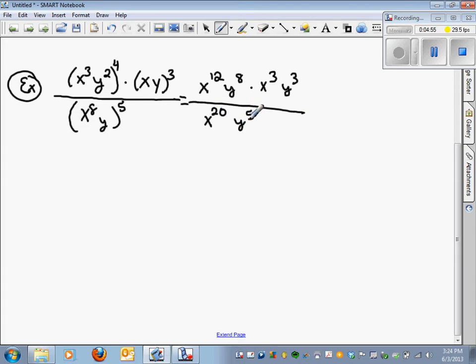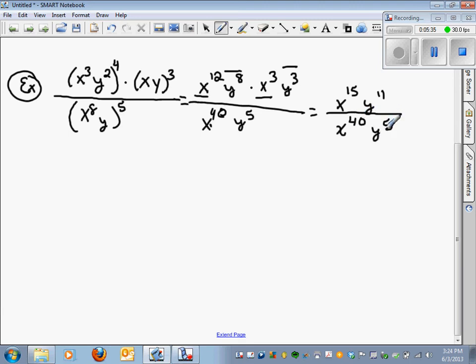Now in the numerator we have some things that can be multiplied. x to the 12th times x to the 3rd. So 12 x's multiplied by 3 more x's means we multiply 15 x's. Then we have y to the 8th and y to the 3rd. 8 y's multiplied by 3 more y's means we're multiplying 11 y's, so y to the 11th. And then the denominator, where did I get 20 from? This should have been 40. X to the 40th. Our denominator is x to the 40th, y to the 5th.